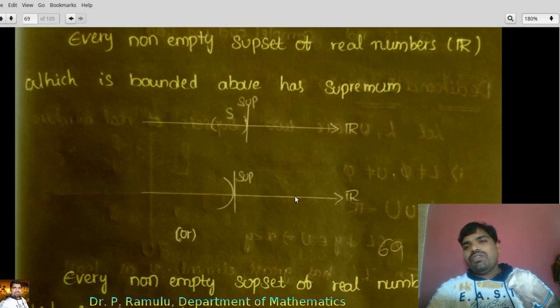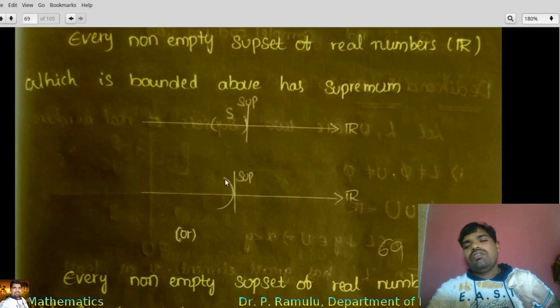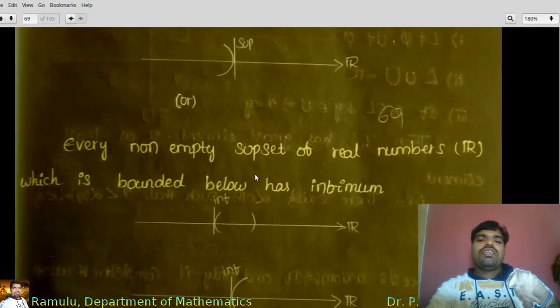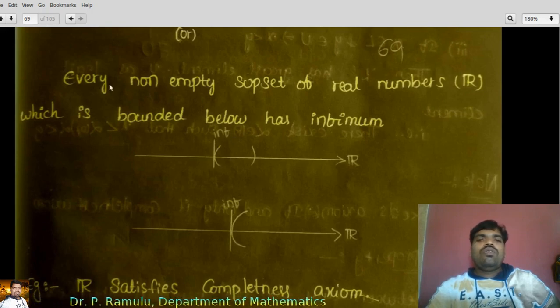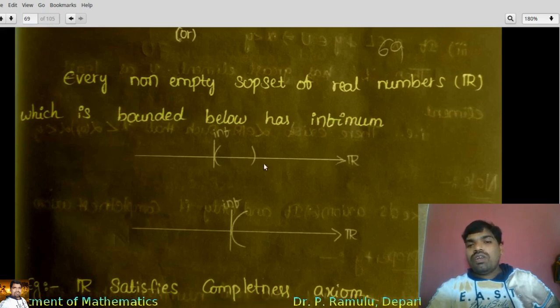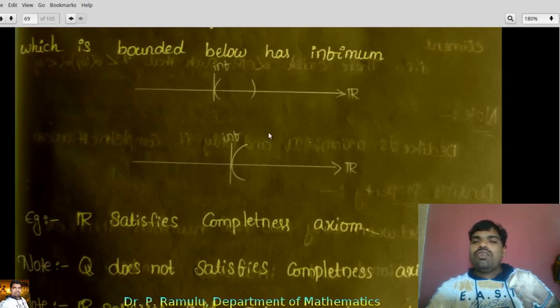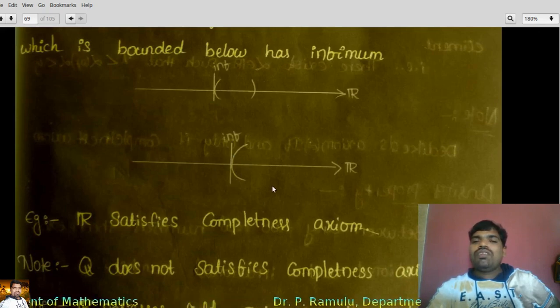Every non-empty subset of real numbers which is bounded above has a supremum. Similarly, every non-empty subset of real numbers which is bounded below has an infimum. This is also called the completeness axiom.